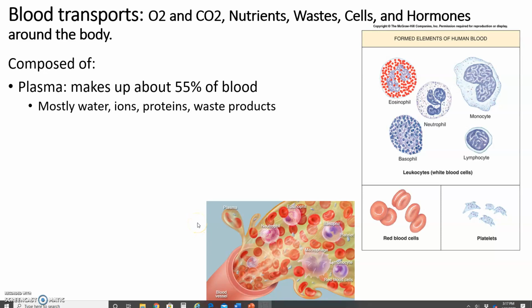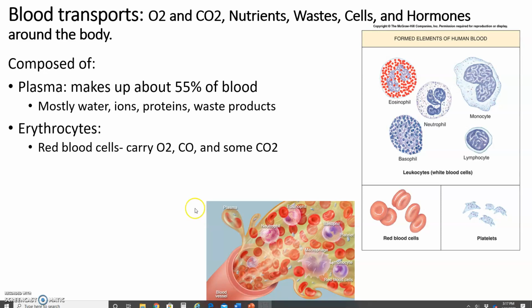So plasma makes up a little bit more than half of the blood. It's mostly water. It also carries a few ions, proteins, and some of our waste products. And then the formed elements consist of erythrocytes, or what we call red blood cells. Their main function is to carry oxygen and carbon dioxide. So they carry oxygen from the lungs to the tissues, and they carry carbon dioxide from the tissues to the lungs.